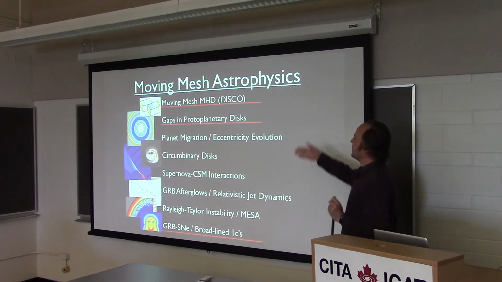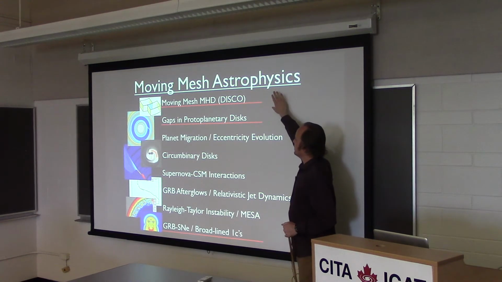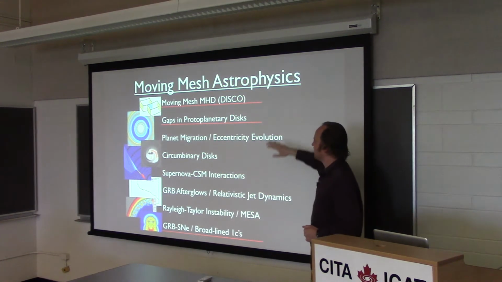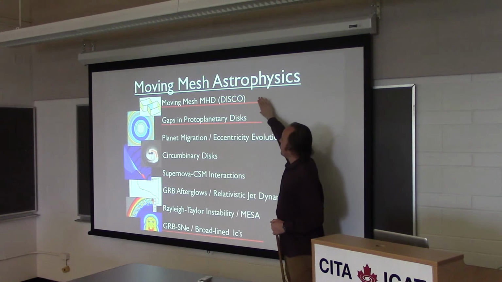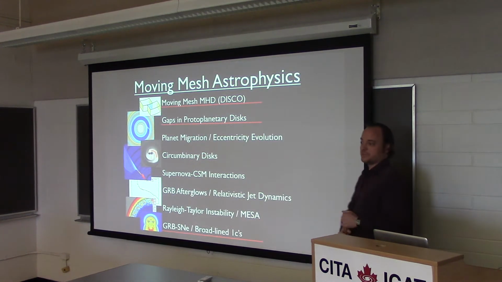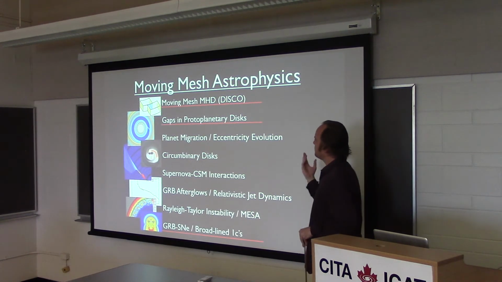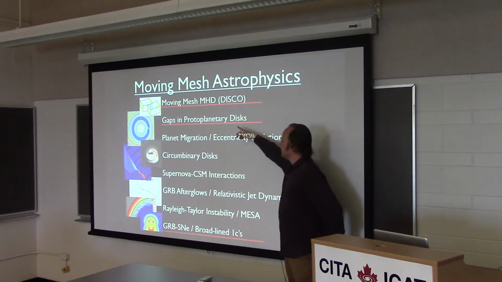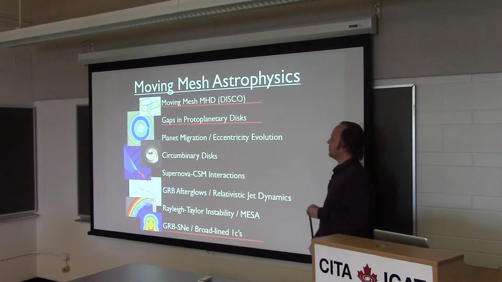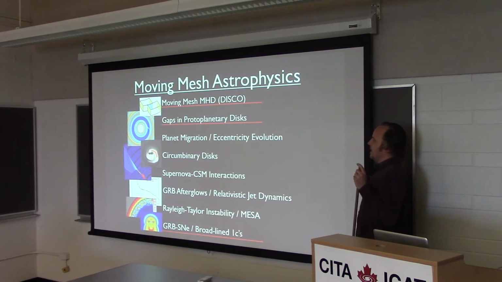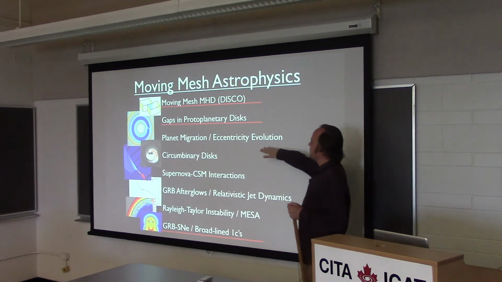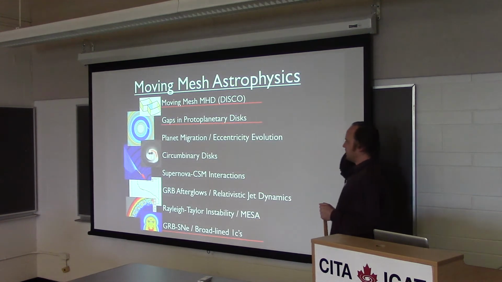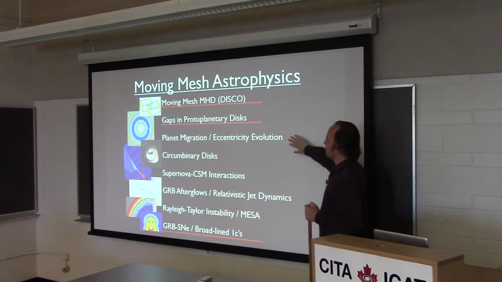So I'm going to start by talking about numerical things. The red underlined things are things I'm hoping to get to. I'm going to talk about this code I wrote called Disco, which is a code specifically tailored towards disks. I'm going to talk about one application of that code to gap opening in protoplanetary disks. I also work on the migration and eccentricity evolution of planets. I've done a bunch of work on that, but I'm not going to talk about it.